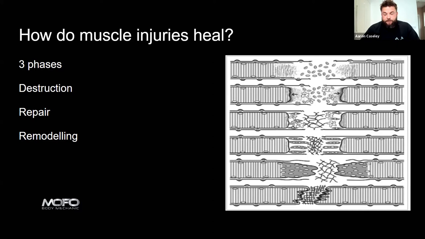Platelets are your clotting factors. They're the things that stop bleeding. They cause hemostasis. Now that's the early stage of injury repair. Muscle bleeds, we need to stop the bleeding. Platelets aggregate, and that basically forms a clot. That clot stops the bleeding.